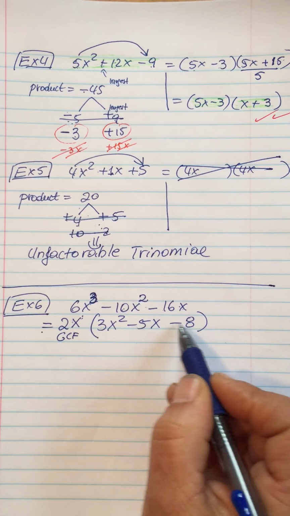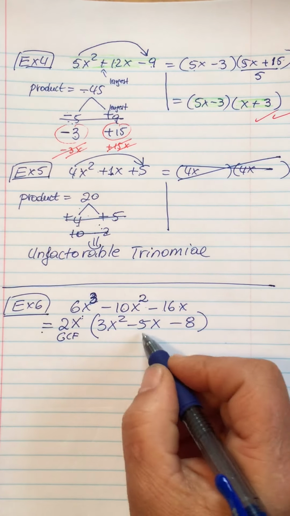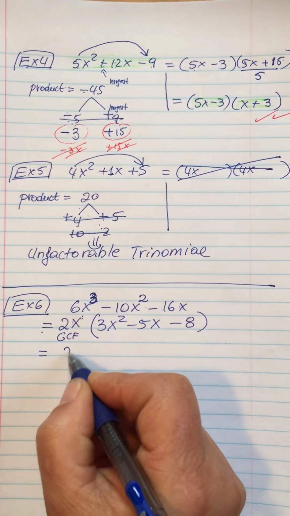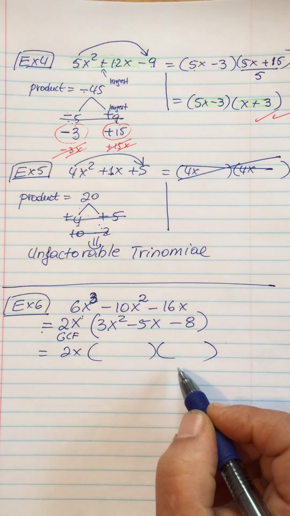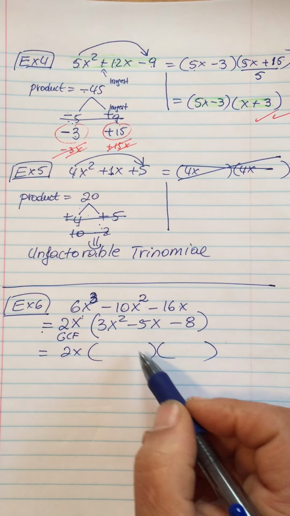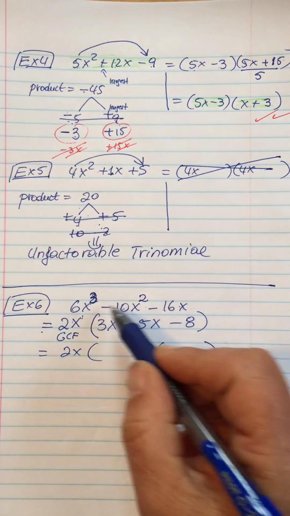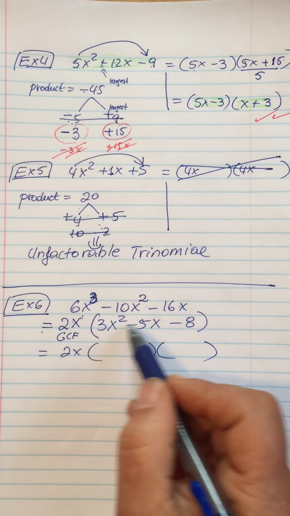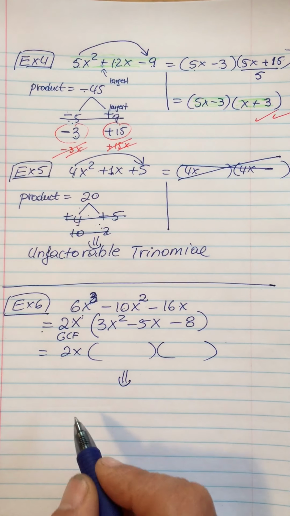Now, I will check if I can factor the trinomial. Okay? For this, I need two numbers. So if I am able to find those two numbers, I will continue my factoring. If I cannot find two numbers, like in the previous case, I will stop here and say, yes, I factored this, and that's it. But let me check if the trinomial is factorable. So let me work here.